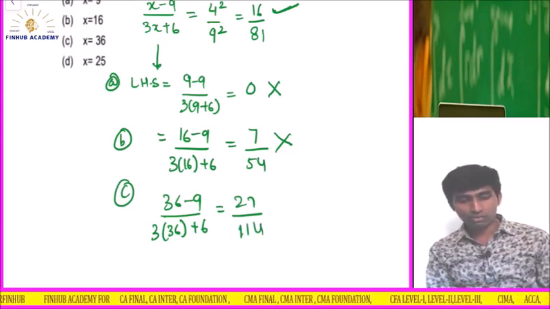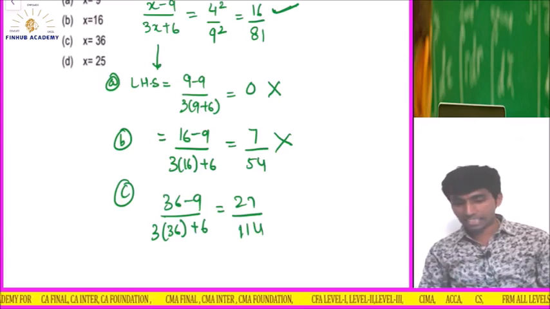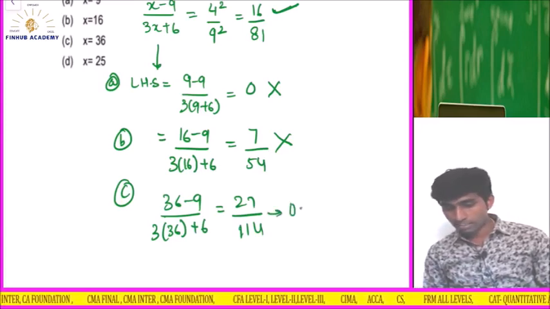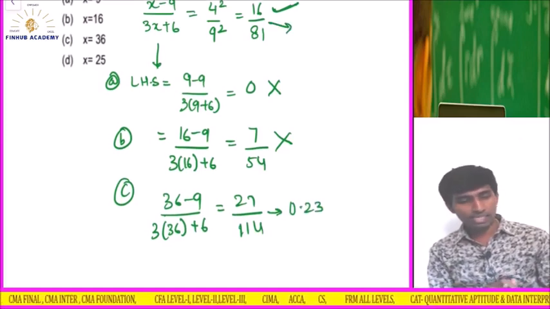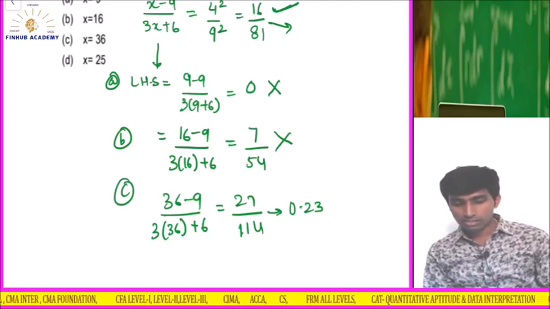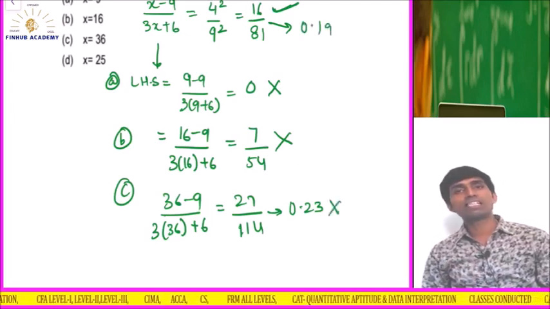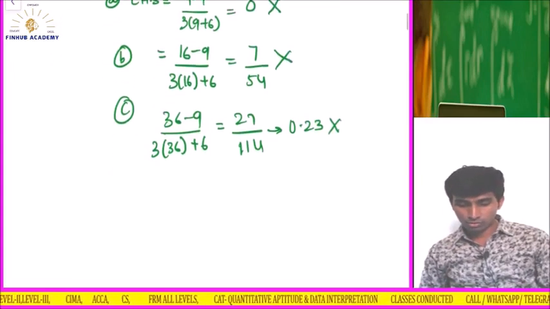If you want, you can cross verify by taking the decimal. 27 divided by 114, what will we do? We will take the decimal. See, how much decimal are we getting? This is 0.23. Now if you check the decimal of 16 divided by 81, the decimal is 0.19. So obviously this is not the answer. Ultimately the answer is D. Okay, the answer is D. You can cross verify like this. Let's go to the next question.